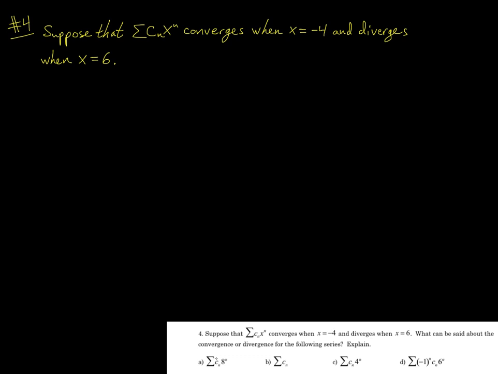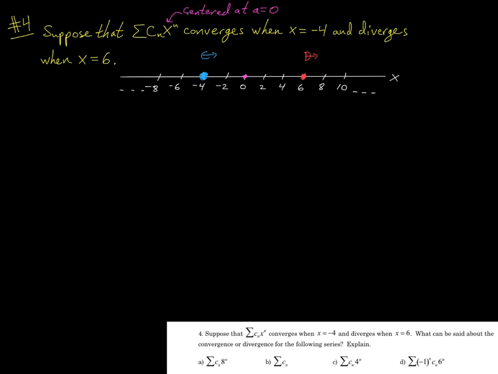Explain. Before we jump into any one of these parts, let's just unpack what we have from the given info. First, note that this series is centered at a equals 0, so mark that here on the number line. Now the series converges when x is -4. I've marked that here in blue. And the series diverges when x is 6. I've marked that here in red.